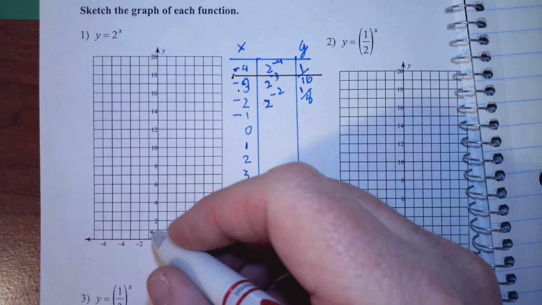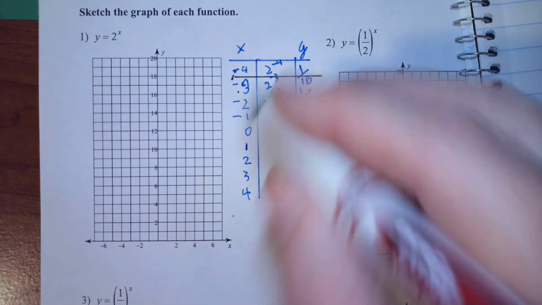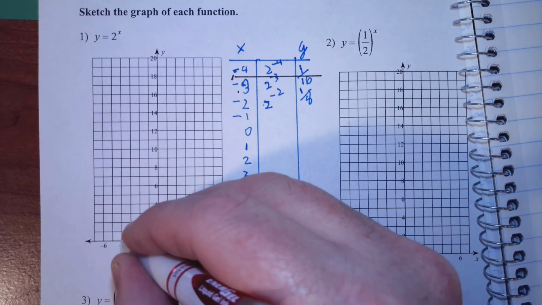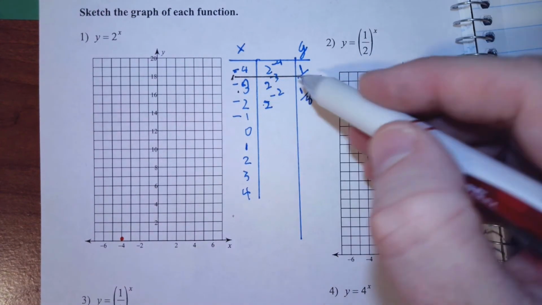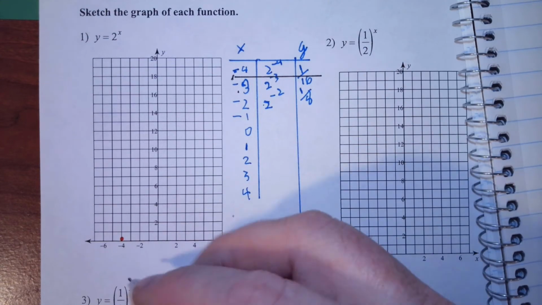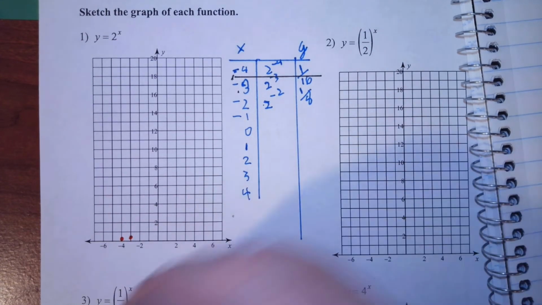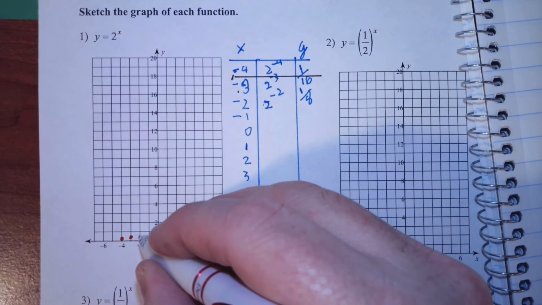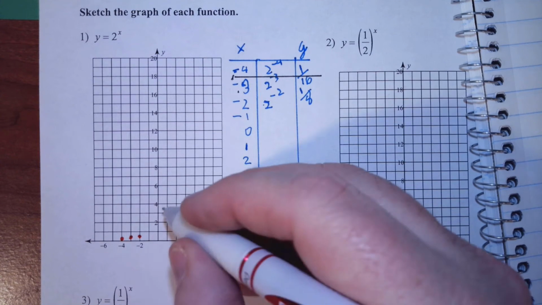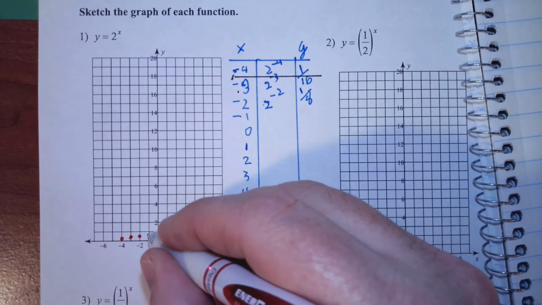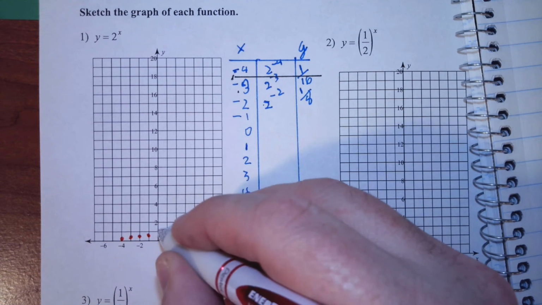Okay, let's see here. 1/16 is almost 0, just a little bit above 0. So -4, just a little bit above 0. Close enough. Let's see, -3 is going to be 1/8. That's a little bit higher, but not too far. -2 is going to be 1/4. Okay. -1 is 1/2. That one I can do. It's right in the middle. Okay. And then I can do the rest.